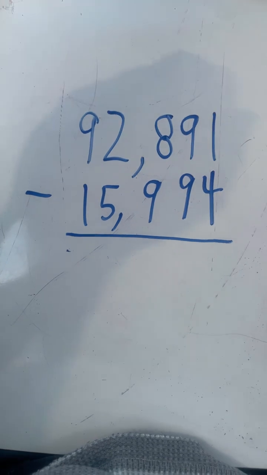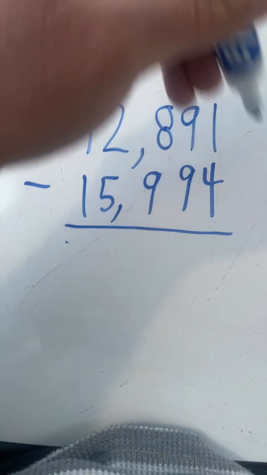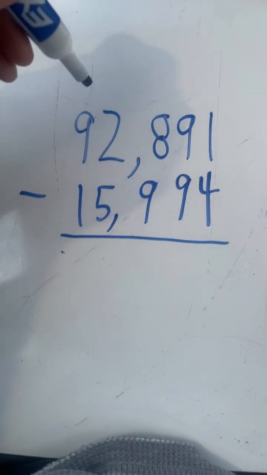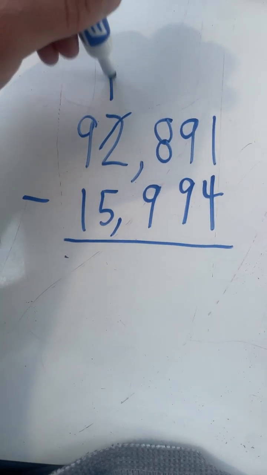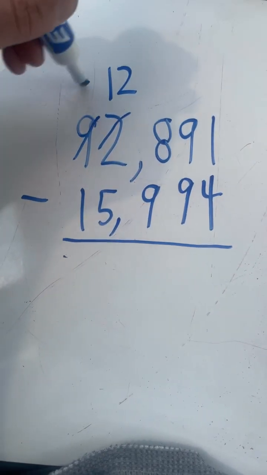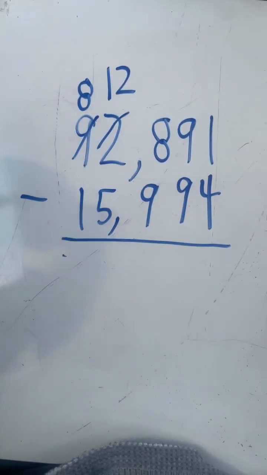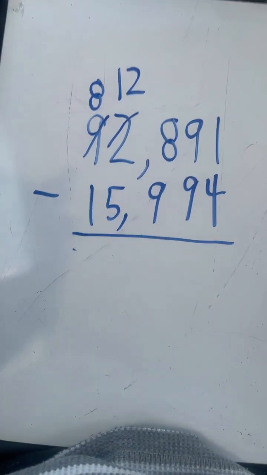But let's get into it. I always regroup from left to right, and then I subtract from right to left. So, I'm going to take a 10 from the 10,000s place. That 2 is going to become a 12. That 9 is going to become an 8. It's always add 10 and then take away 1 from the digit to the left.